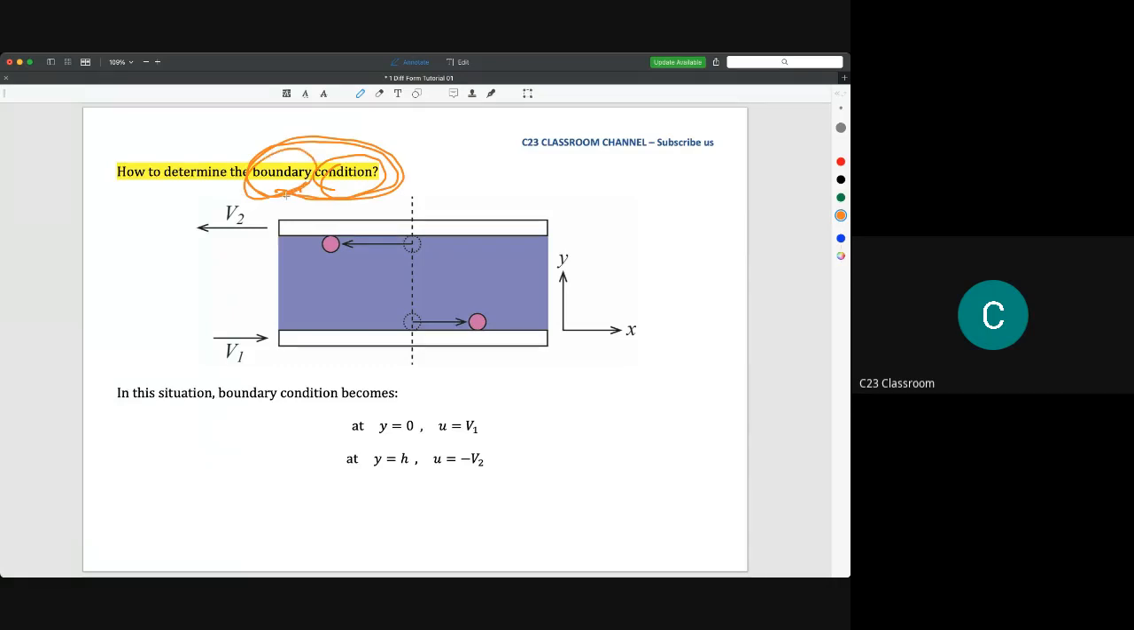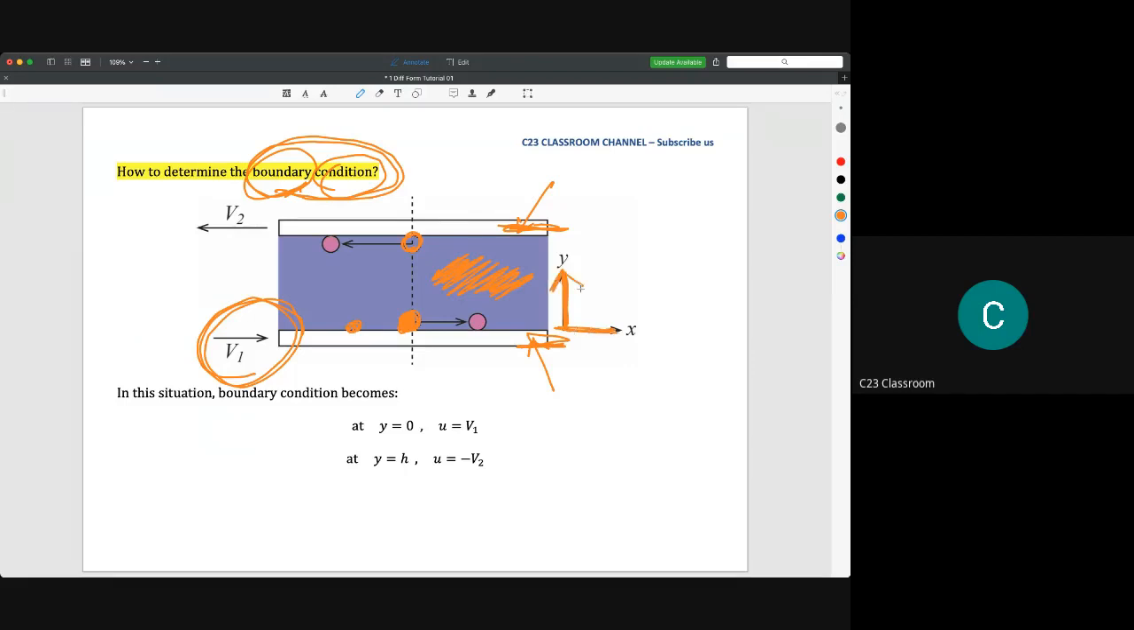So boundary ni maksudnya apa? Boundary means the boundary between the liquid here. This is liquid. Boundary between the liquid and the surface. So means this is the boundary and this is also the boundary. That means that the boundary of the liquid. Okay. So because we have two surfaces here, so we could write down two boundary conditions. Okay, so at this point, this is the y-axis and this is the z-axis.